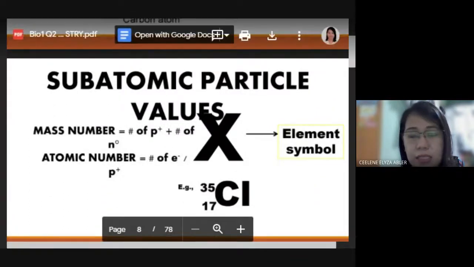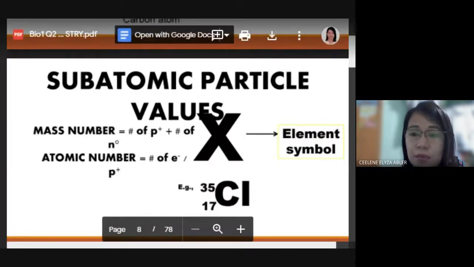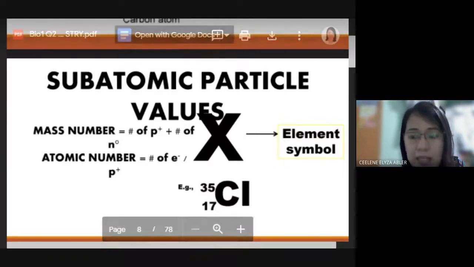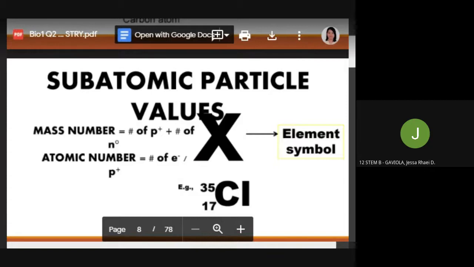You have exercises for this in your modules, with subatomic particle values and examples of sets of atoms that you are going to solve. This is so you can review the topic, because you really need to review it so you won't be surprised by the lesson on redox, the reduction and oxidation reactions. You need to remember the value of your mass number. Okay, wait a moment.